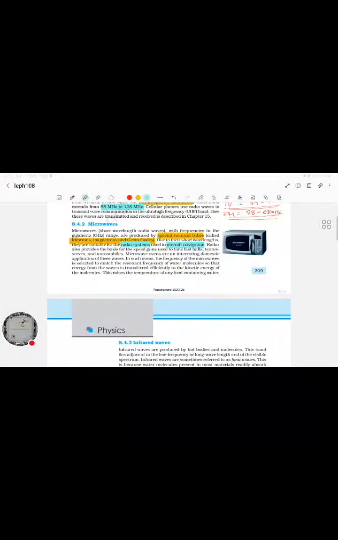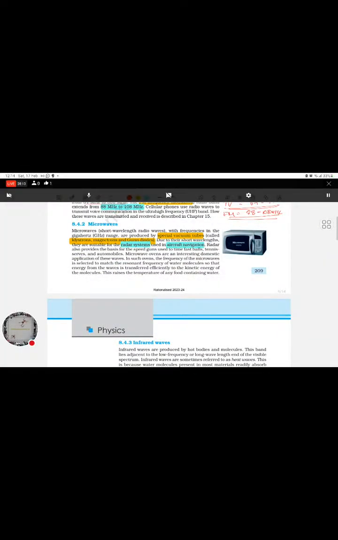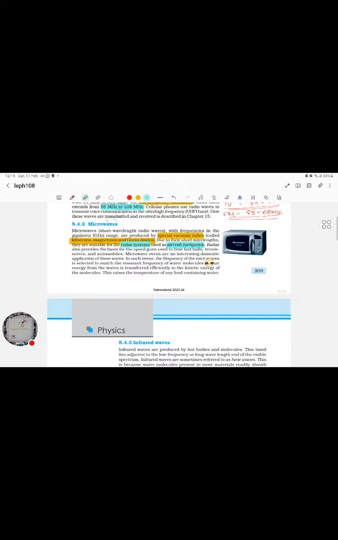So aircraft navigation uses radar systems. Radar also provides the basis for the speed guns. So basically the radar system is the actual usage. Fine. Tennis serves and speed in automobiles. Microwave ovens are an interesting domestic application of these waves.